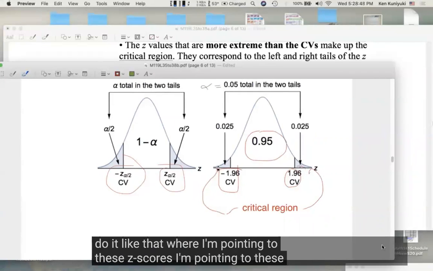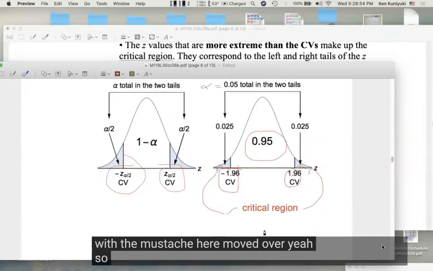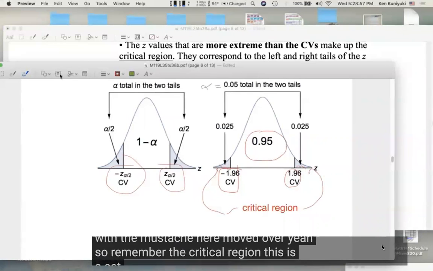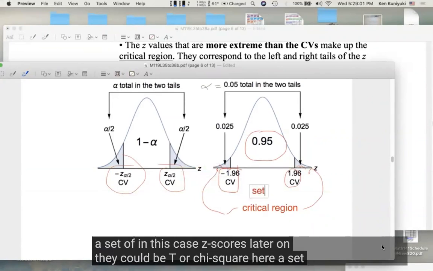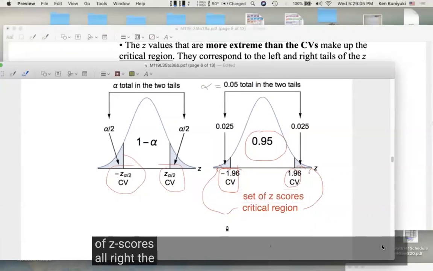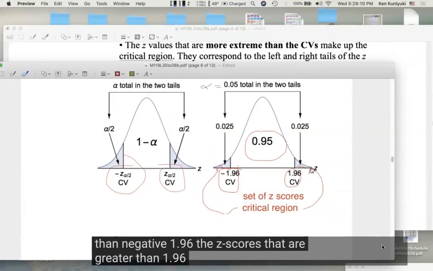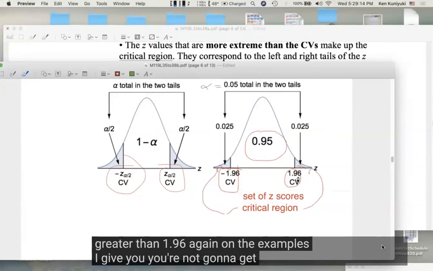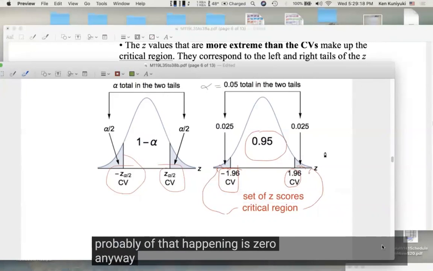I'm pointing to these. So remember, the critical region is a set of, in this case, z-scores. Later on, they can be t or chi-square. Here, a set of z-scores: the z-scores that are less than negative 1.96, the z-scores that are greater than 1.96. Again, on the examples I give you, you're not going to get exactly the critical value. That's no fair. The probability of that happening is 0 anyway.